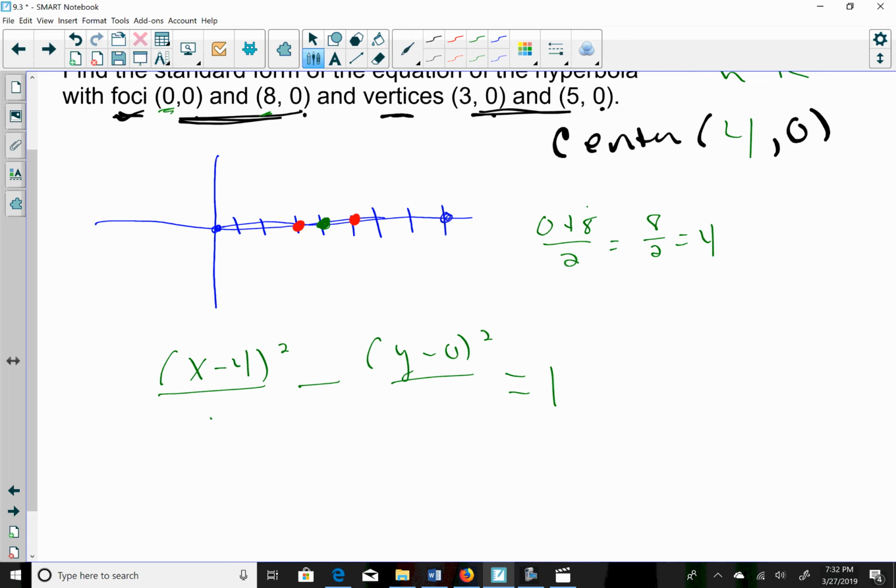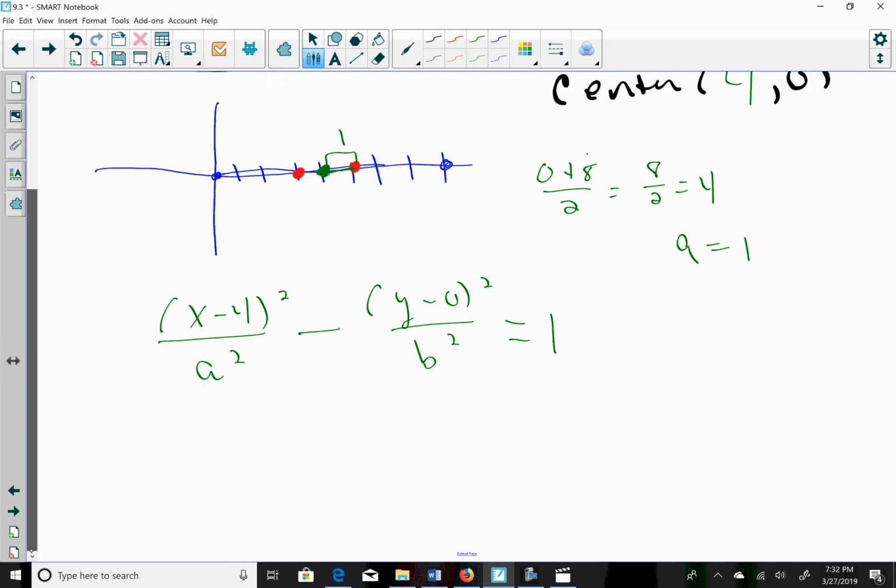So this has to be my a squared. This has to be my b squared. Remember, the a squared is no longer the largest number. It's the number that goes with a positive variable. A is the distance from my center to my vertices, just like it was before. So in this case, my a is going to be 1 because the distance from here to here is 1. So I know that a is equal to 1. So I can put that in my equation.